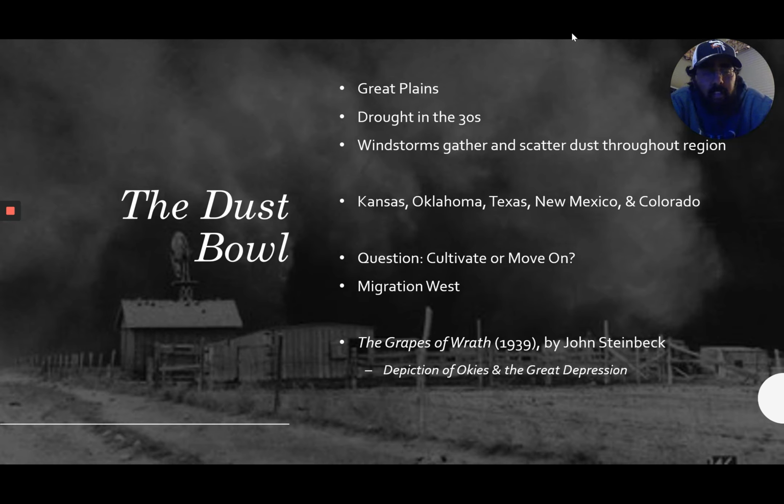John Steinbeck writes the book The Grapes of Wrath in 1939 to depict hardships in the Great Depression, and a description of Okies, which are people from Oklahoma, but migrants, right? This is the term used for migrants. The hardships that they felt moving west, trying to save whatever they could and find a better livelihood.